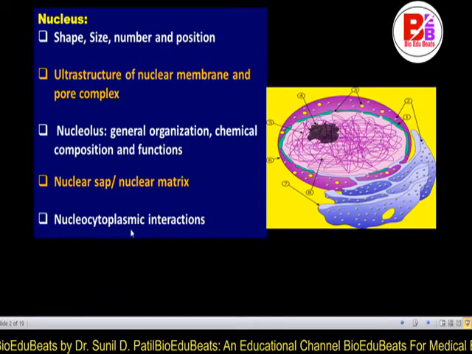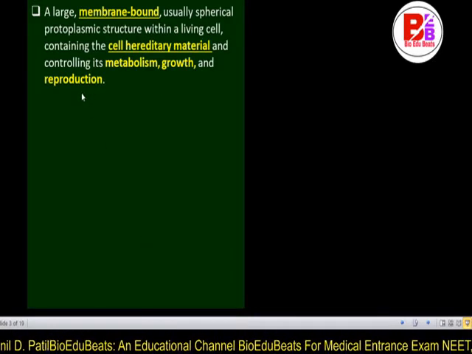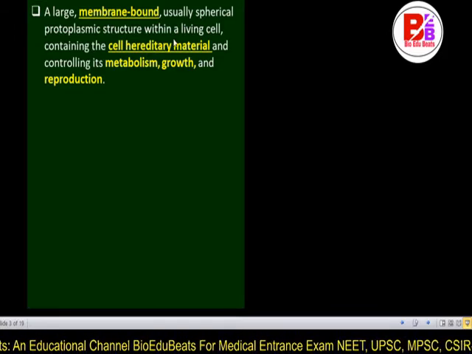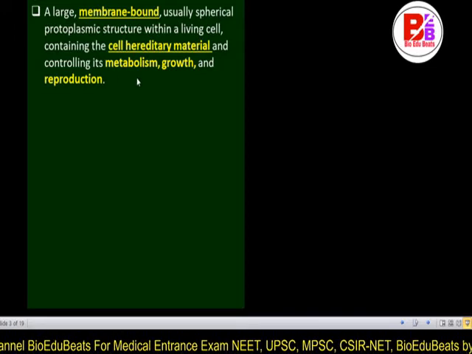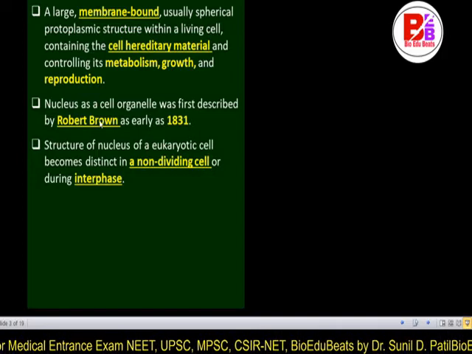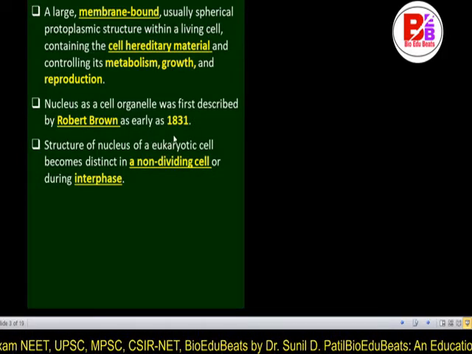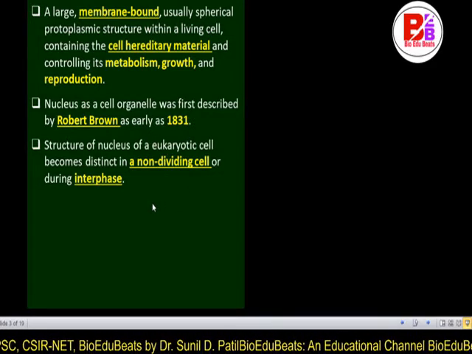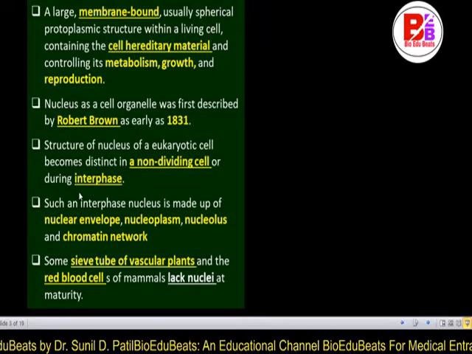So we are starting from the first thing, that is the characteristics of the nucleus. A large membrane-bound, usually spherical protoplasmic structure within a living cell, containing the cell's hereditary material, controlling its metabolism, growth and reproduction. The nucleus as a cell organelle was first described by Robert Brown in 1831. The structure of the nucleus of a eukaryotic cell becomes distinct in a non-dividing cell or during interphase.